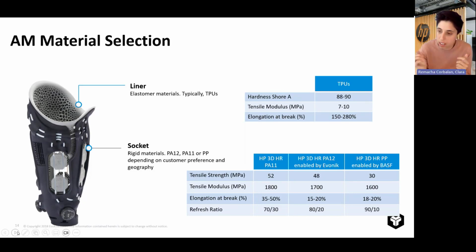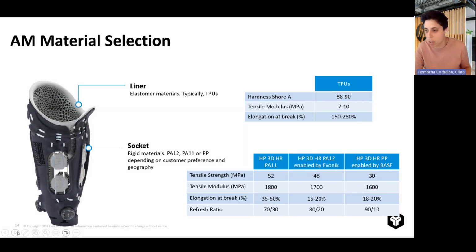Now, one thing, and I'll touch at the end of the presentation a bit on waste and sustainability, but one thing that differentiates these materials is the refresh ratio that we have. I included here, but PP is the highest recyclable material that we have in our portfolio. And then PA11 is 70-30.